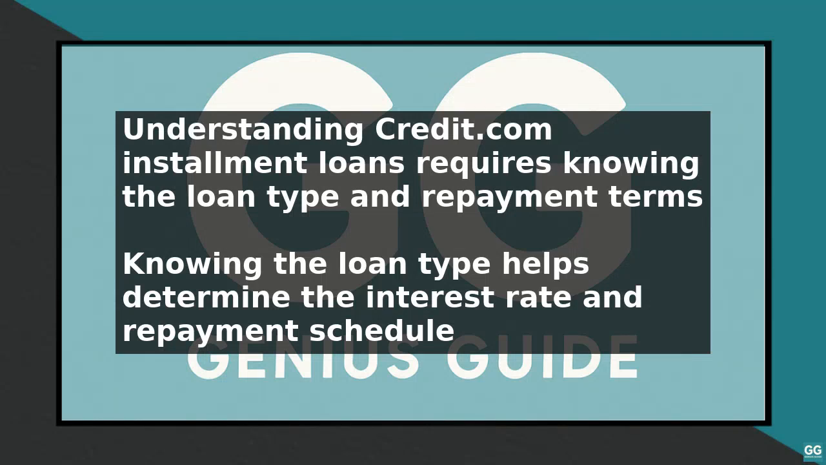Understanding Credit.com installment loans can be a straightforward process if you know where to start. First, it is essential to know what an installment loan is. An installment loan is a type of loan that is repaid in equal monthly payments, also known as installments, over a fixed period of time.